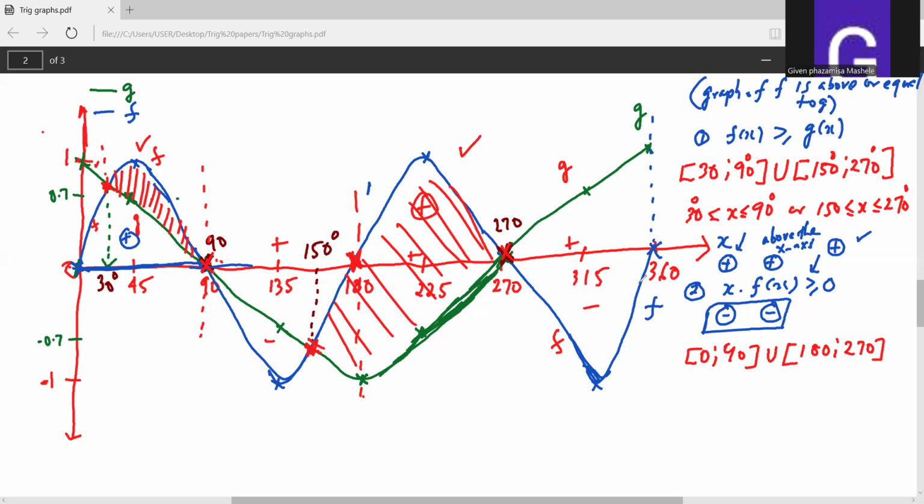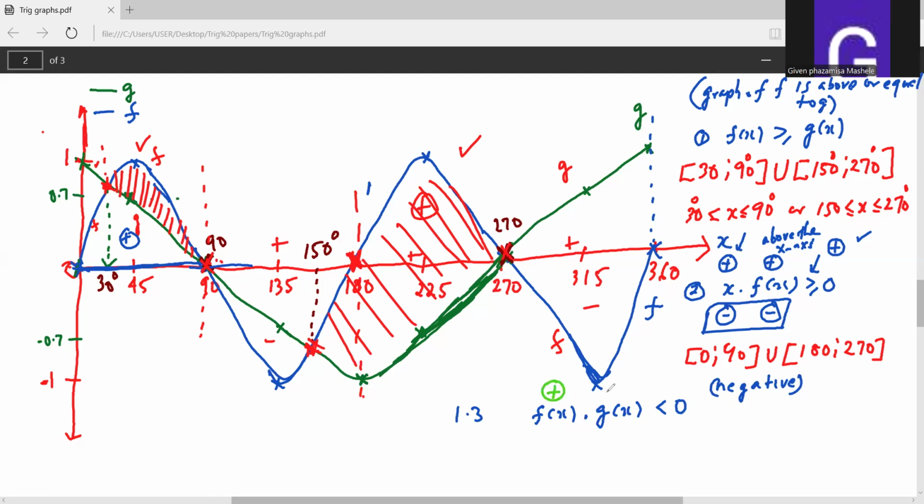Then 1.3. I believe now you are following, guys. 1.3 says we want where f of x multiplied by g of x is less than 0, which means we want the answer to be negative. And by the way, if we want the answer to be negative, it's either the f is what? It's positive.